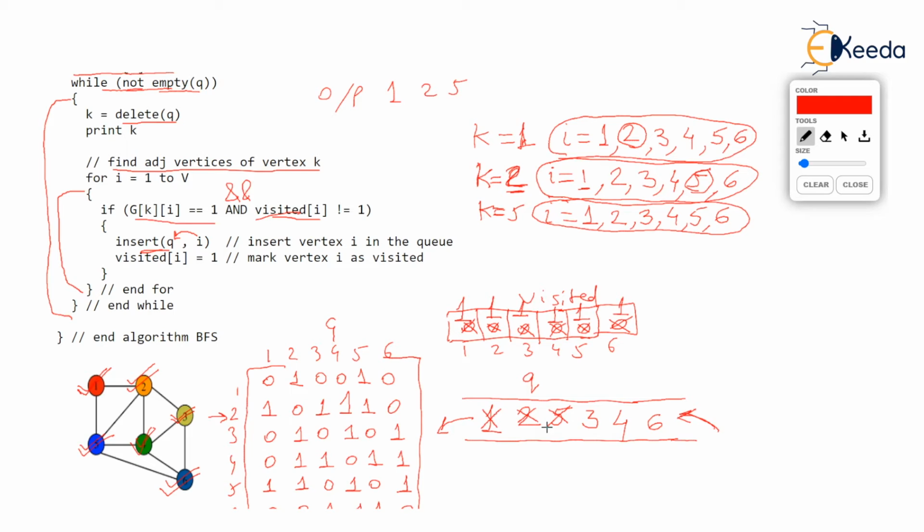The while will continue definitely because queue is not empty. As queue is not empty, we will enter the while again and we will delete the frontmost. The frontmost this time is 3. So k becomes equal to deleted value. So k becomes 3 and we will print on the output. Now we will get 3. And remember, vertex 3 is already visited. It is marked as visited.